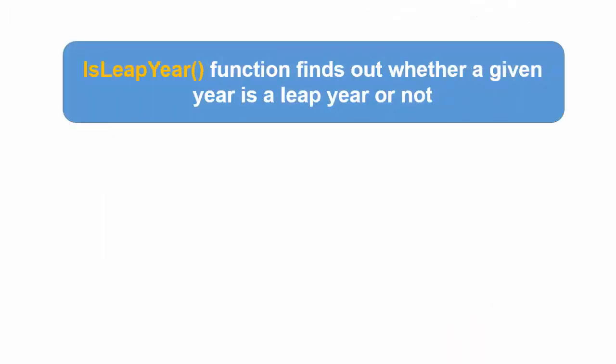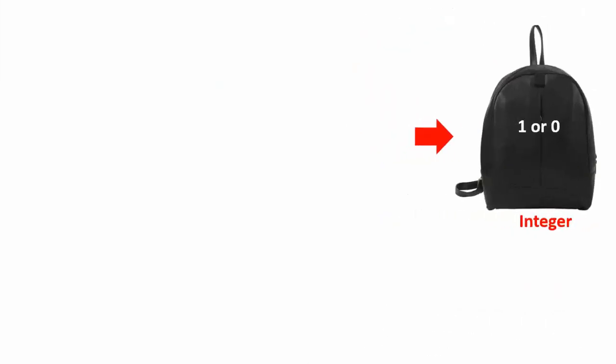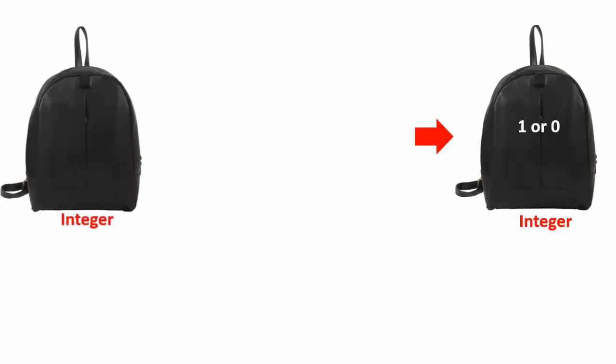The name of our function is leap year. This name suggests that the function is going to address the task of finding out whether a given year is a leap year. Our function does need data from the outside world to accomplish its task. Specifically, the backpack needs to have an integer data type that specifies the year stuck into it before we call the function.